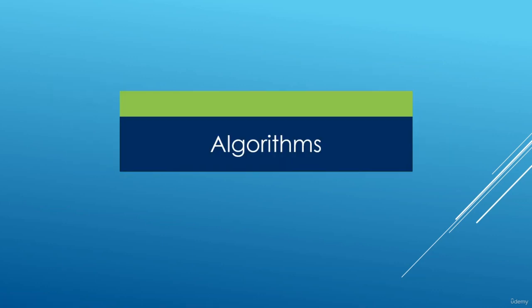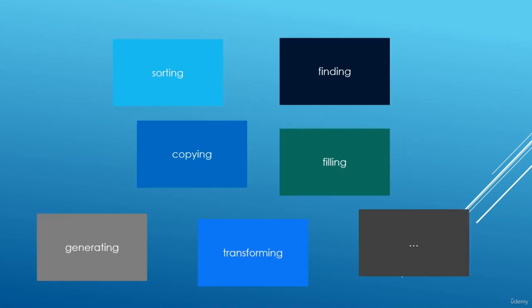Another key component is algorithms, and these are a bunch of functions we can use to manipulate our collections. Here are a few examples of things we might want to do through algorithms. We might want to sort our data. We might want to find something in our collection. We might want to copy data from one collection to another. We might want to fill our collection with a given value. We might want to generate stuff from our collection. We might want to transform data in our collection. We can really do all kinds of crazy things with algorithms.